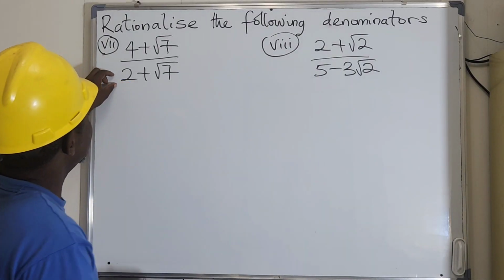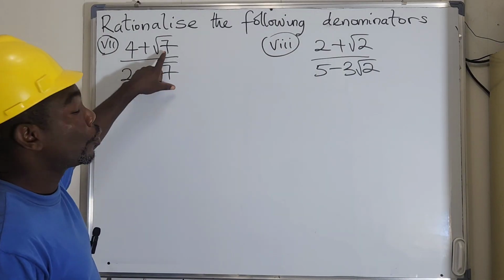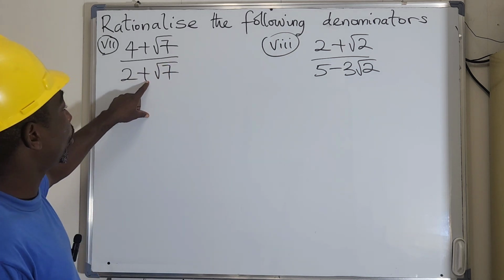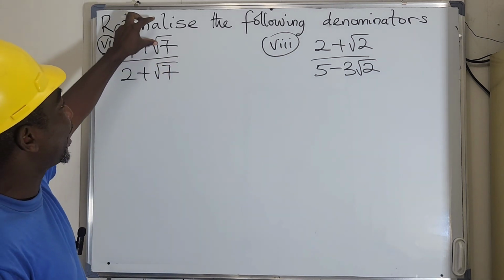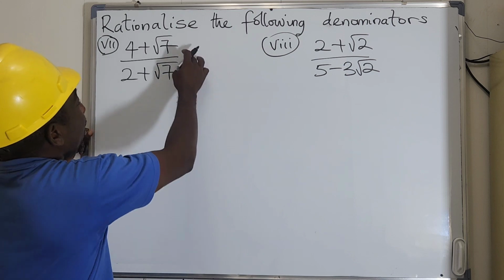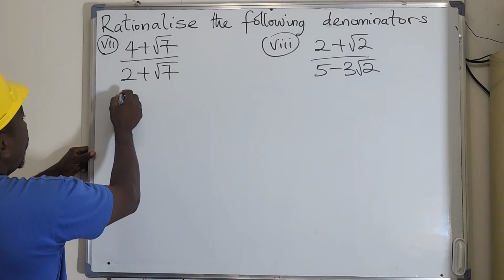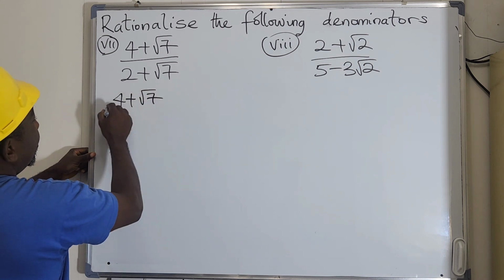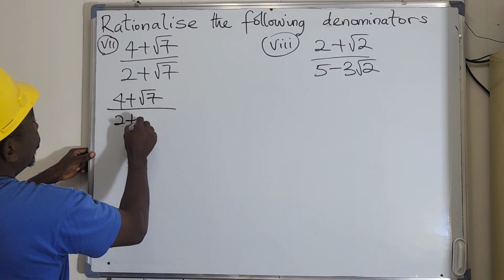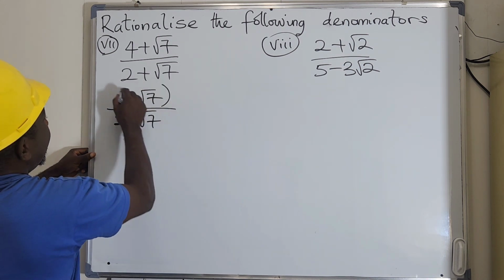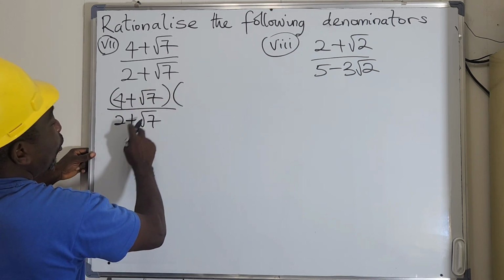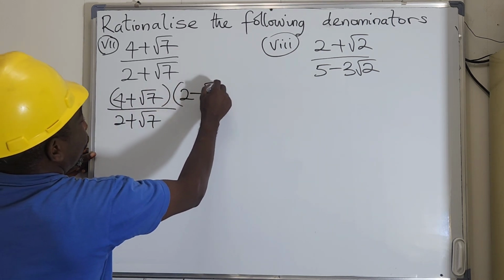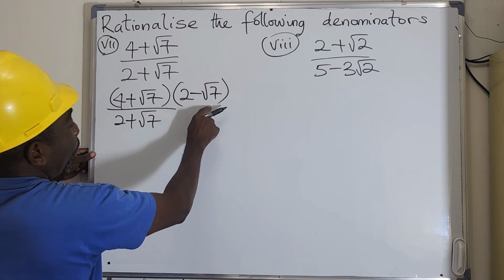So the next one, number 7, says 4 plus root 7 all over 2 plus root 7. For us to rationalize this is to multiply by its conjugate. As we all know, it's going to be 4 plus root 7 all over 2 plus root 7. Then multiply by this conjugate, which is 2 minus root 7.